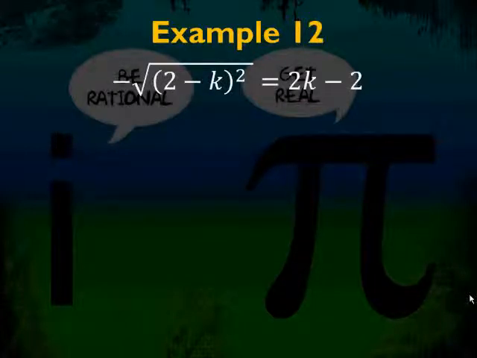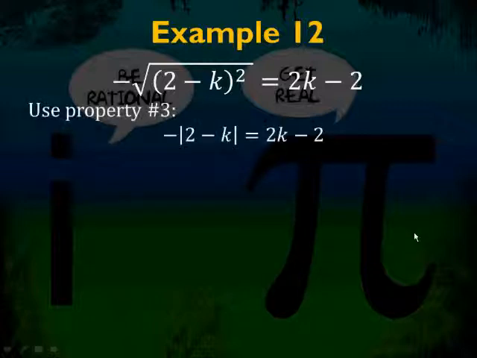Finally, we have example 12. Negative the square root of 2 minus k squared equals 2k minus 2. Now, if you remember property 3, if you have a square root with a square in the radicand, you have to take the absolute value of 2 minus k. So, negative the absolute value of 2 minus k equals 2k minus 2.